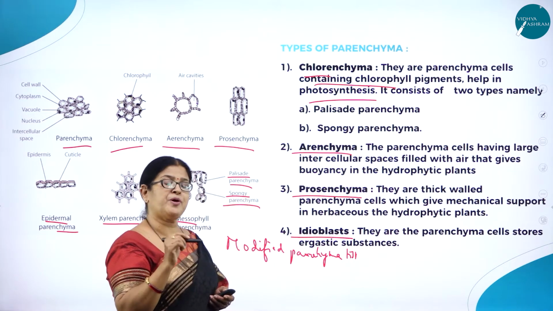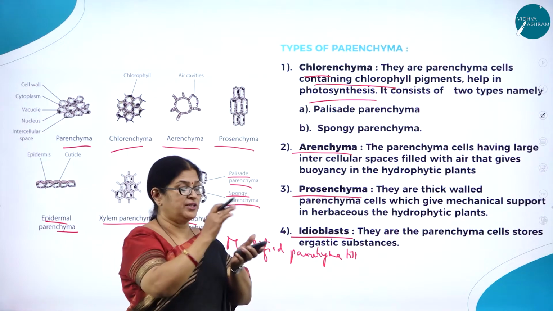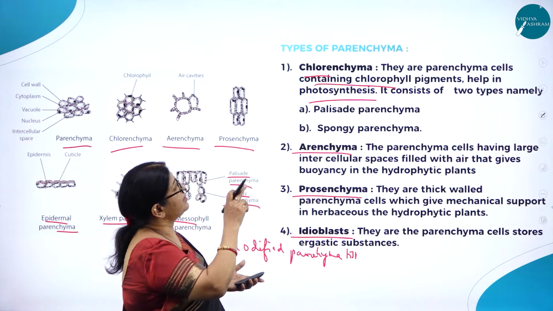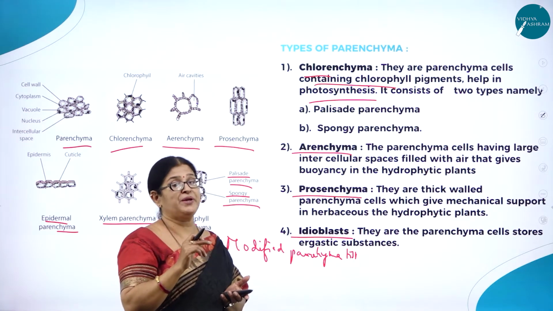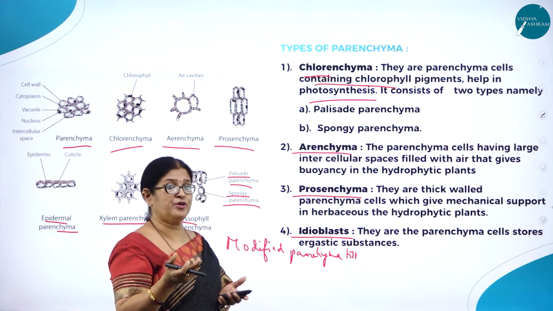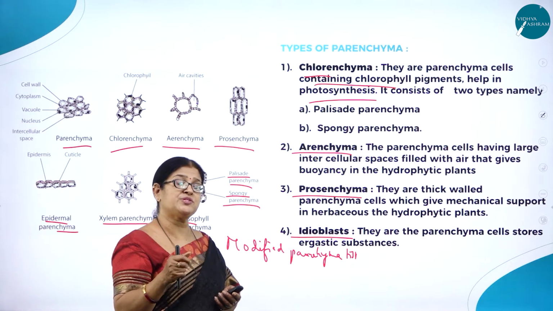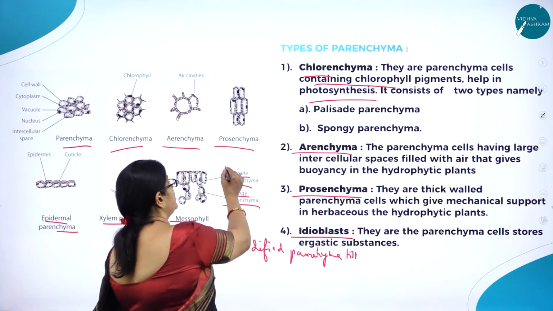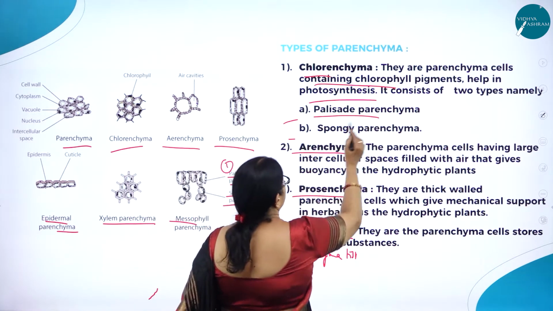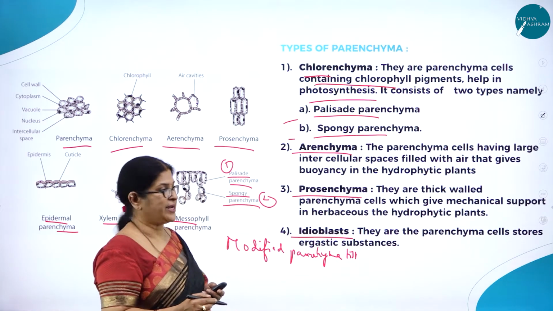So what is the very important role of chlorenchyma? It is usually found in the central part of the leaf called mesophyll. So they are parenchyma cells containing chlorophyll pigments. The very job of chlorophyll is what? To help in photosynthesis. Chlorenchyma tissue is again broadly classified into two types. One is called palisade, the other one is called spongy. Here you can see palisade parenchyma and spongy parenchyma.